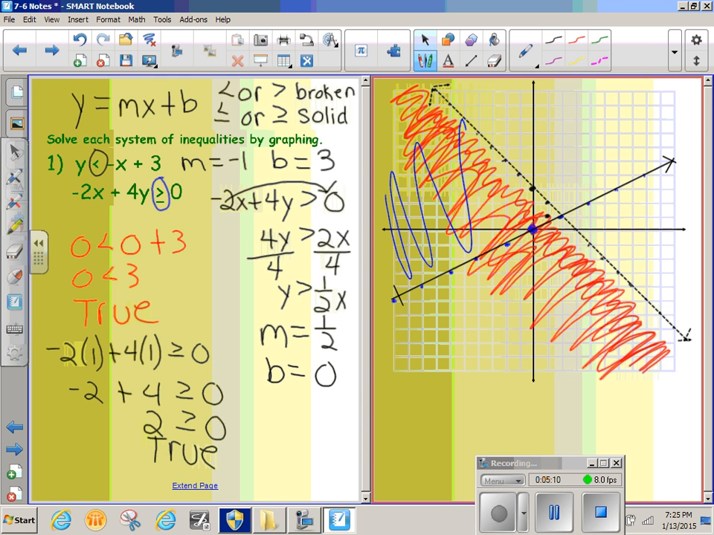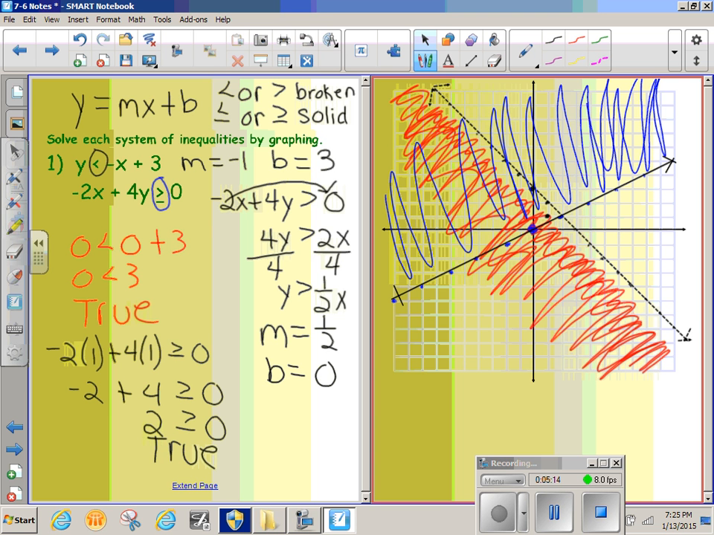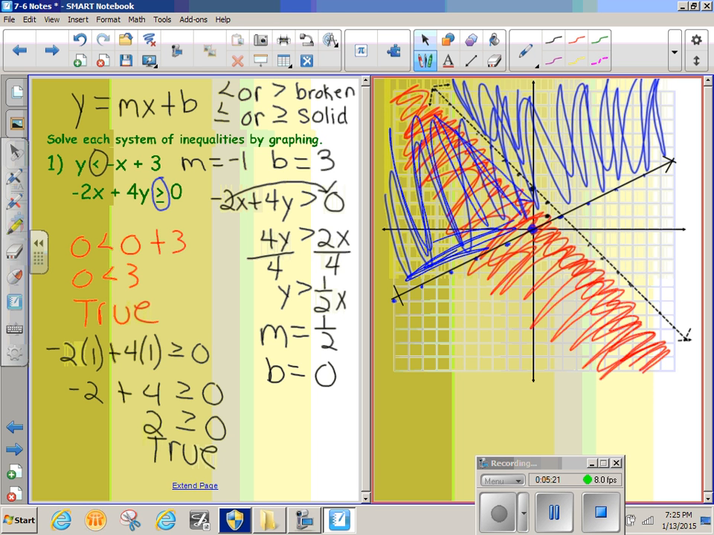So what I'm looking for is the overlap of the red and the blue. So only the part that we see that is red and blue, that is the part that is our solution.